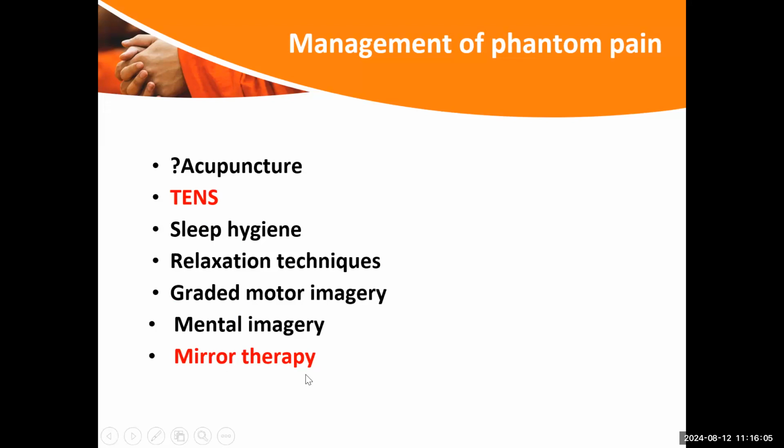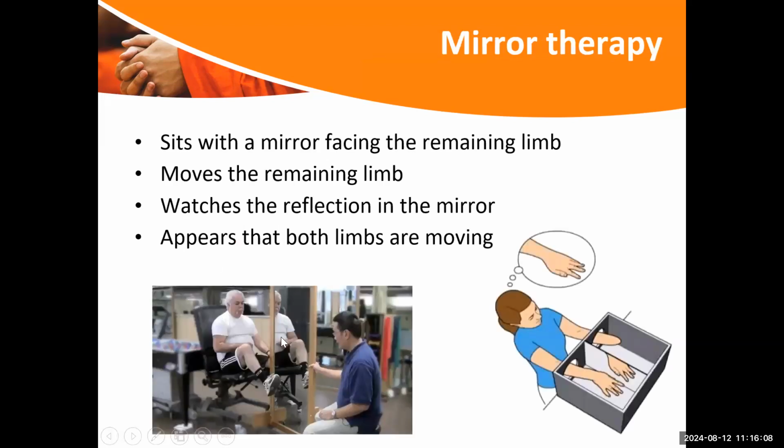Okay, mirror therapy also. What is mirror therapy? Mirror therapy is just sitting in front of the mirror. The patient will look at the good side inside the mirror. When the good limb moves, watch the reflection in the mirror. So watch here, then it appears that both limbs are moving. Actually it's tricking or cheating the brain.